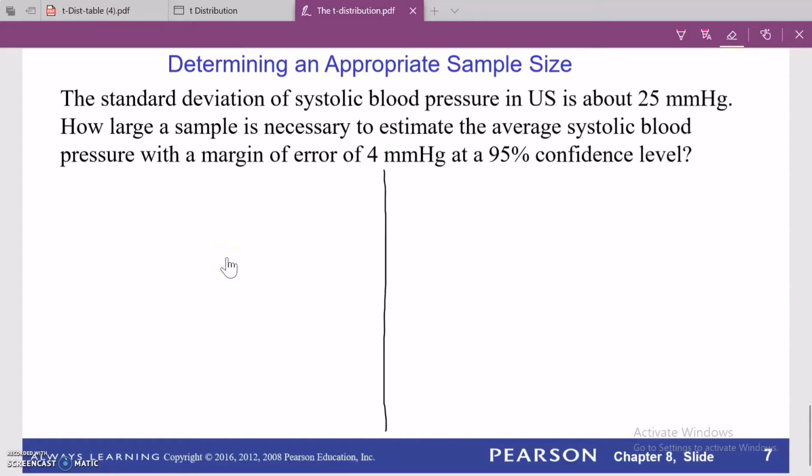The standard deviation of systolic blood pressure in the US is about 25 mmHg, millimeters of mercury. These are the units for the pressure. How large a sample is necessary to estimate the average systolic blood pressure with a margin of error of 4 mmHg at a 95% confidence level?